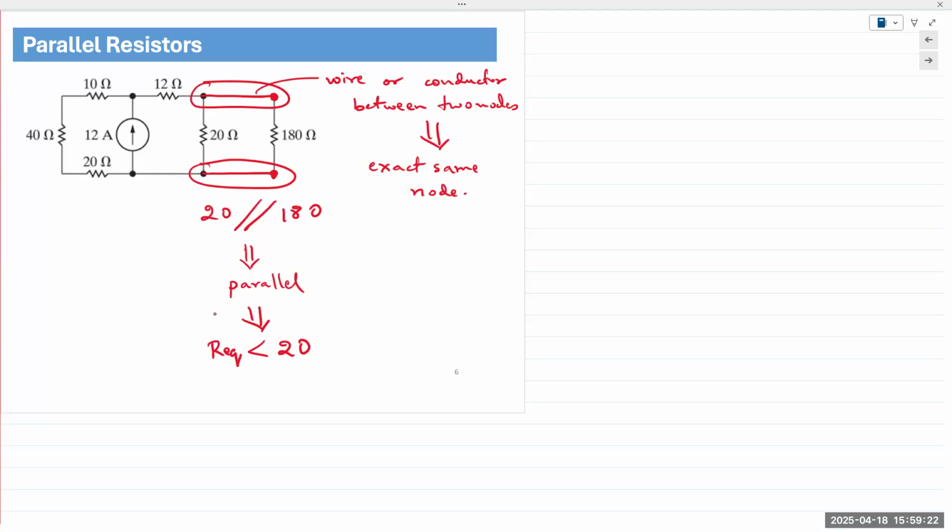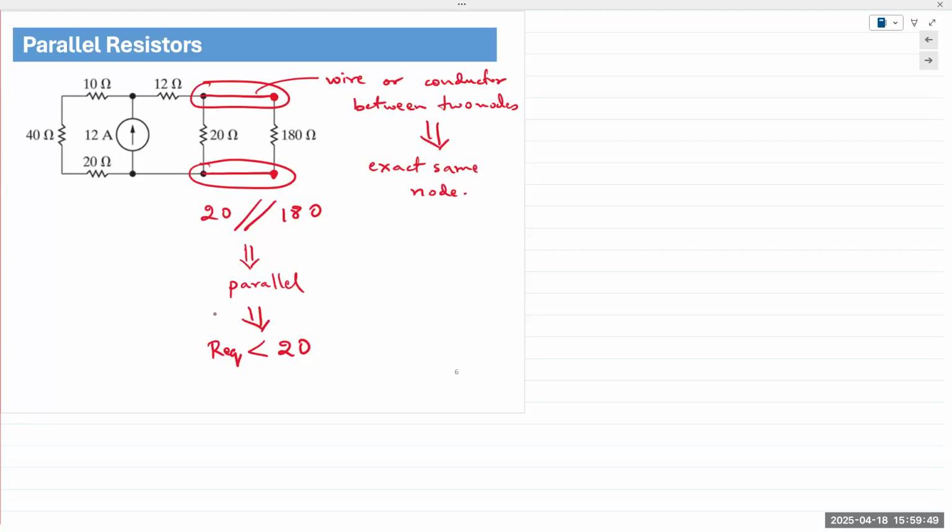The reason I emphasize this is because I've had students in their third year, fourth year who are in a rush to solve, not enough time to solve. Somewhere along the way, they make a small error and they neglect to verify this. It's a parallel connection. Your REQ must be smaller than the smallest resistor. It's a quick verification. You don't need to perform any calculation.